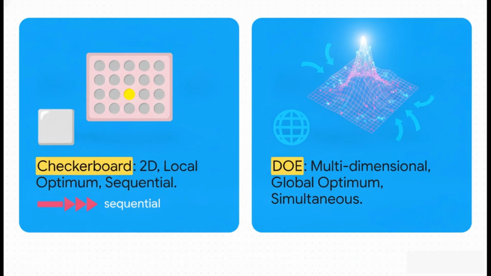Instead of optimizing your antibody concentration in a vacuum, DOE lets you design a single experiment that tests your capture antibody, detection antibody, blocking buffer type, and incubation time all at exactly the same time.